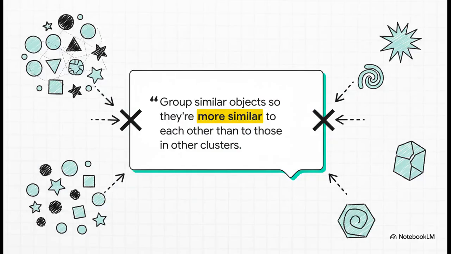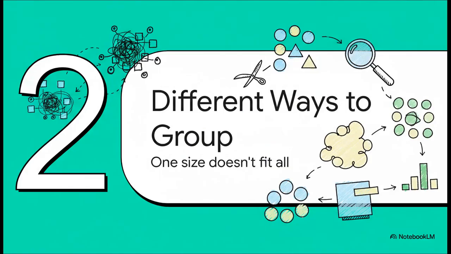To put it as simply as possible, the whole goal is to make sure that the members of any one group have way more in common with each other than they do with members of any other group. That single idea is the engine that drives the entire field of cluster analysis. But here's the thing. Hitting that goal isn't always so straightforward. There's more than one way to group things, mainly because data doesn't always come in nice, neat little packages. This means data scientists need a whole toolbox of different approaches to get the job done.